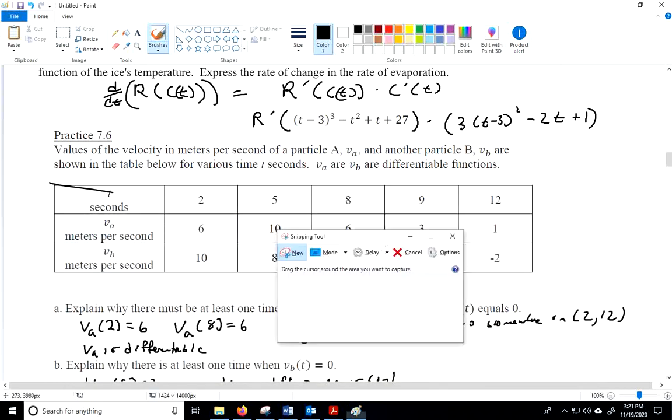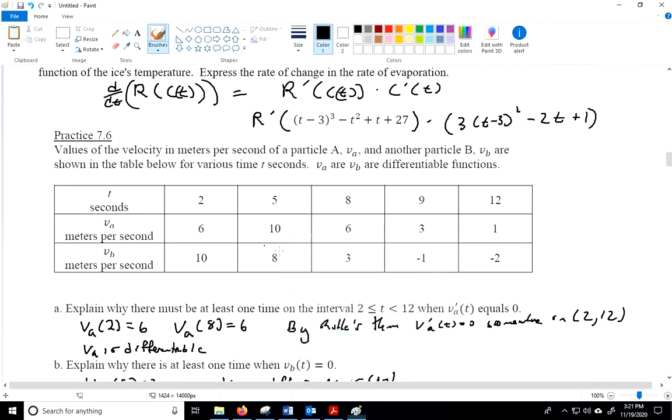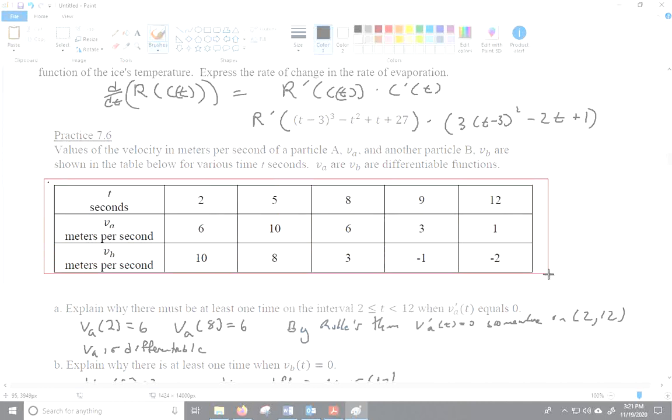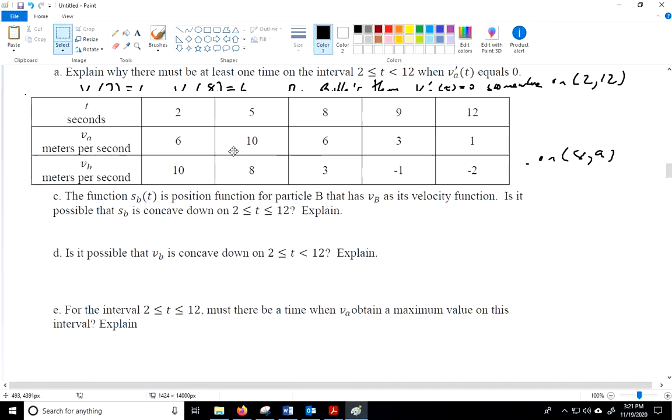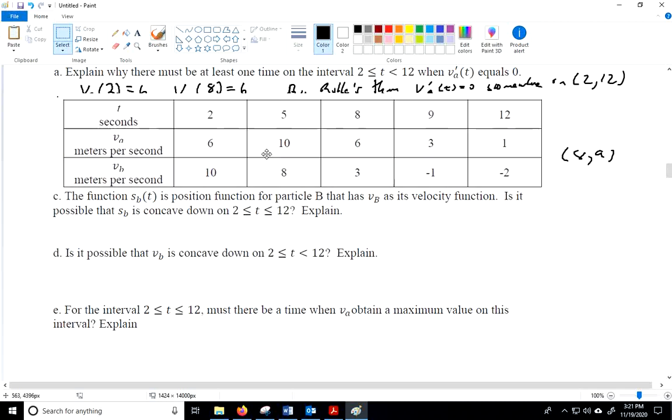Now what I'm going to do is I'm just going to take this table here. Usually when you work these problems on paper, you can see everything at once. So let's just paste that right here. Okay. All right, so give that one a try. Try C and D. Pause the video.